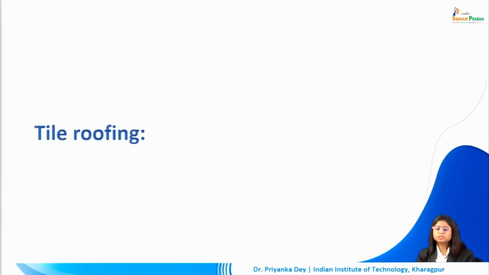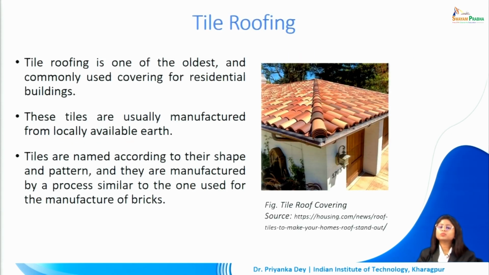The next type is the tile roofing. Tile roofing is one of the oldest and most commonly used roof covering. It finds maximum applicability in pitched roof residential houses. Now these tiles are usually manufactured from locally available earth, and the tiles are named according to their shape and pattern, and they are manufactured by the process either which is used in case of manufacturing of bricks, or we may adopt certain variations of the same. But depending upon the process that we've taken up, the shape that we are going for, the color that we are imparting or pattern that we are adopting for our tile, the tile will be given its specific name.